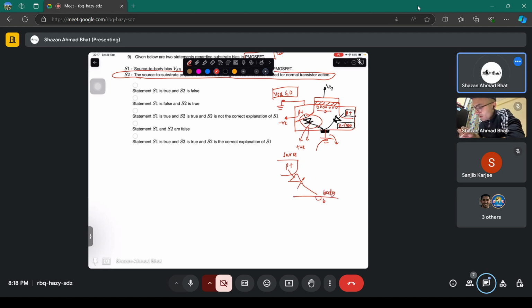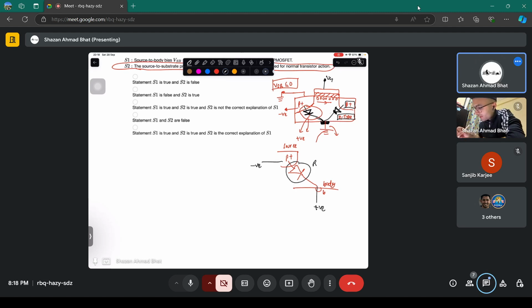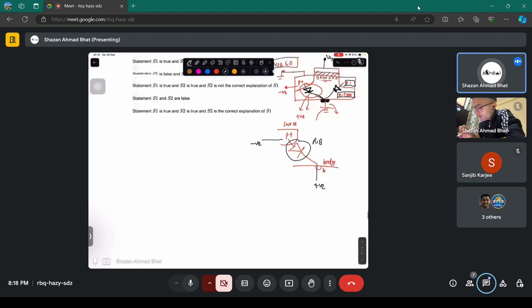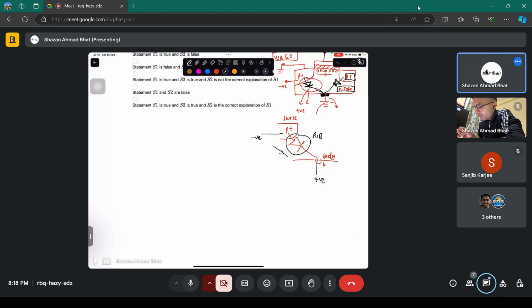When you connect this to a negative terminal and this to a positive terminal, you get this as reverse biased. It ensures that no current flows in this direction. No I flows here, because you don't want the current to flow in the bulk or the substrate. It's waste. It's a power loss. And this happens in real circuits.